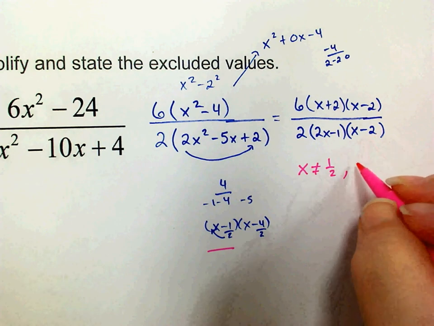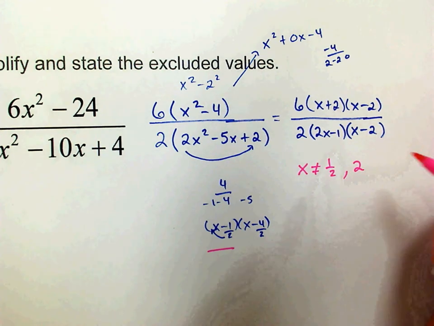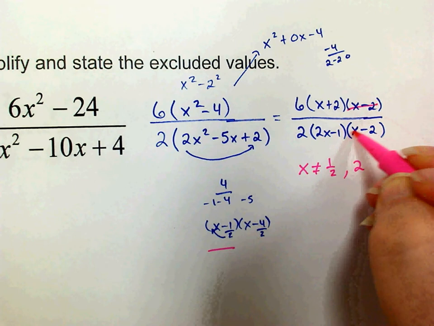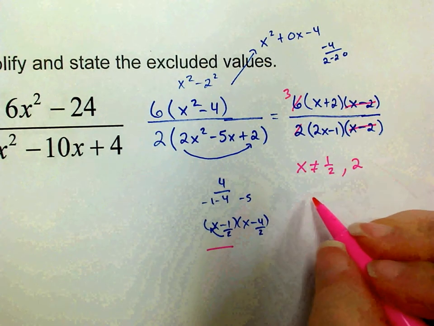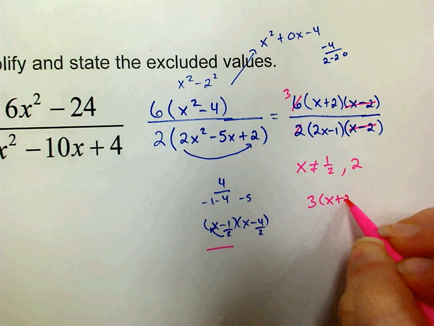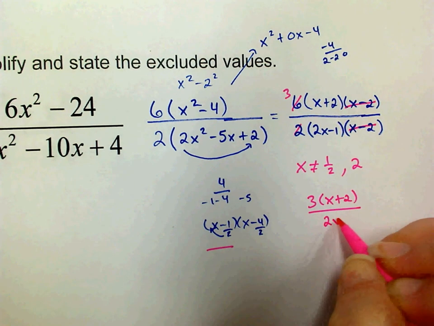Last step, simplify. That with that simplifies, and I'm left with, and 6 divided by 2 is 3. So I've got 3 times x plus 2 divided by 2x minus 1. That is the simplified form.